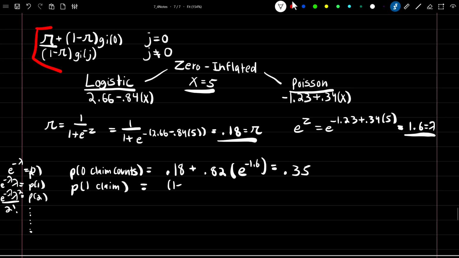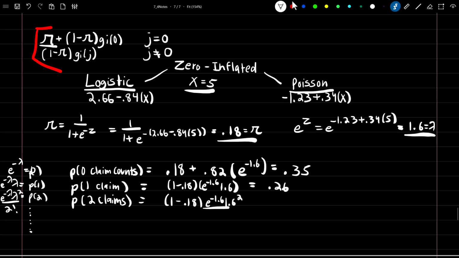So 1 minus our 0.18 times our count function, which is going to be e to the negative 1.6 times 1.6 for the probability of 1, which will give a value of 0.26. And then if we want to find the probability of 2 claims, it would just be 1 minus 0.18 times e to the negative 1.6 times 1.6 squared over 2 factorial, which will give a value of 0.21. And then you can do this on and on.